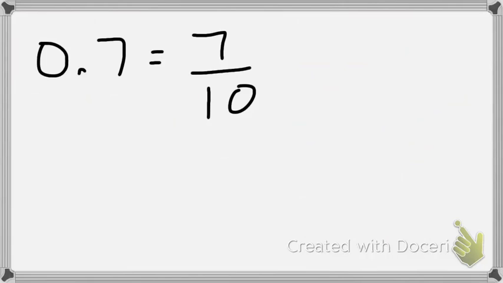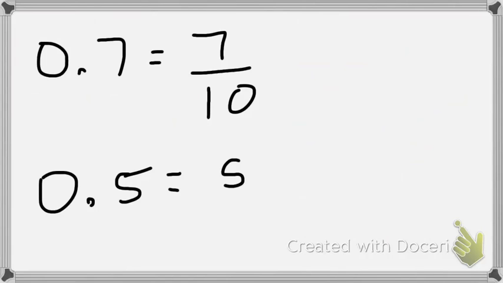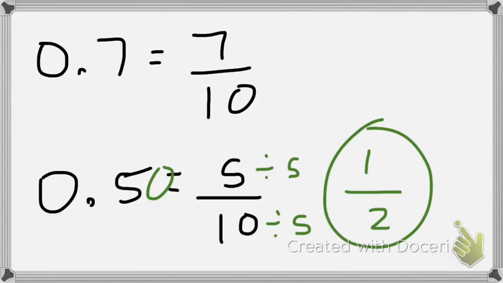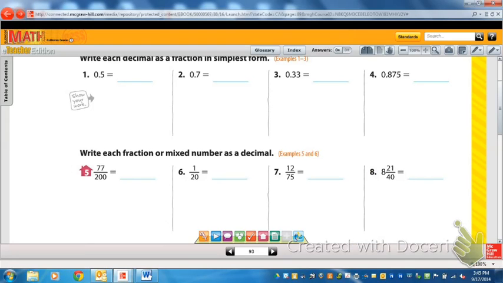Try a couple of easy problems. We've got 7 tenths as a fraction, 7 tenths. 0.5 or 5 tenths as a fraction is 5 tenths, but you can reduce that. You can't reduce 7 tenths, but you can reduce 5 tenths. 5 divided by 5 is 1, and 10 divided by 5 is 2, a half. Think of 0.5 as 50 cents. 50 cents is half of a dollar. These are some of the problems we'll be doing in class today.